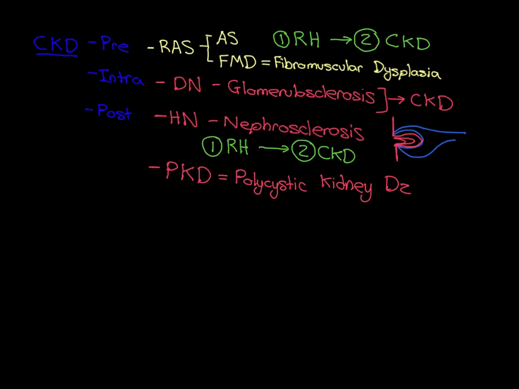So, polycystic kidney disease. There are two different forms of polycystic kidney disease, childhood polycystic kidney disease and adult polycystic kidney disease. Adult polycystic kidney disease, the formal name for it is autosomal dominant polycystic kidney disease. These are genetic conditions. Childhood polycystic kidney disease, the formal name for it is autosomal recessive polycystic kidney disease, AR-PKD.